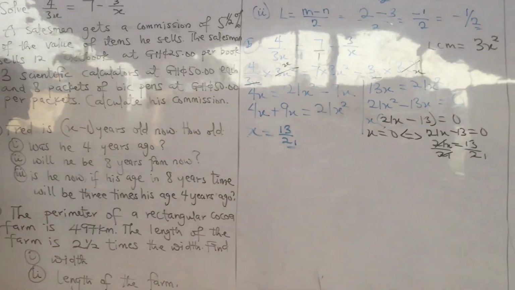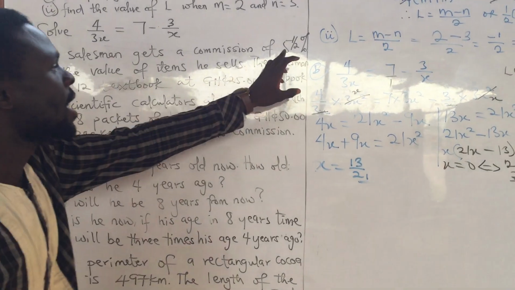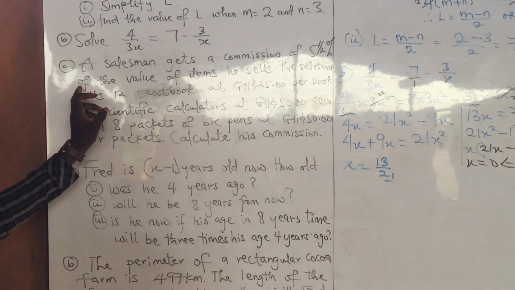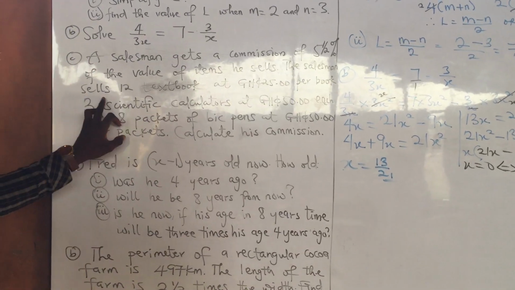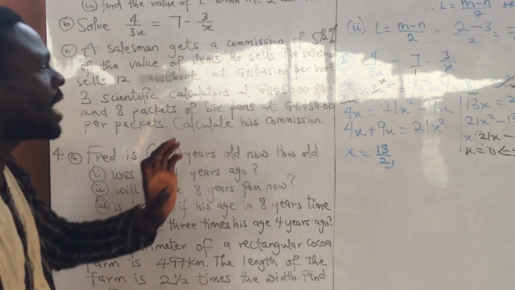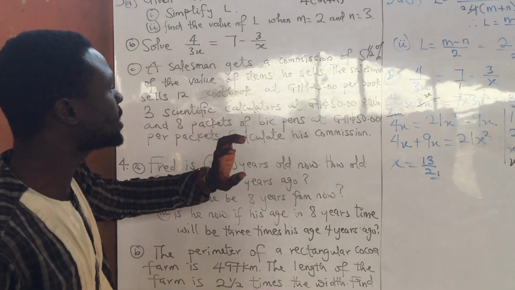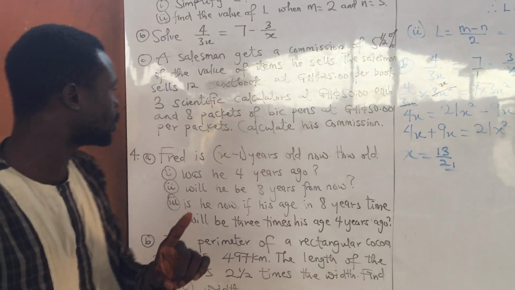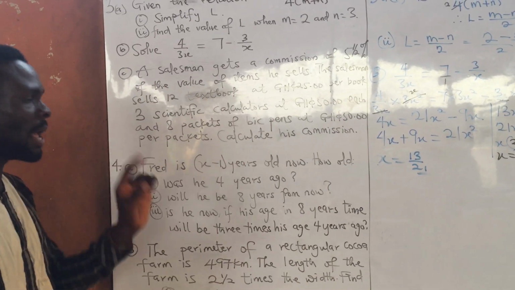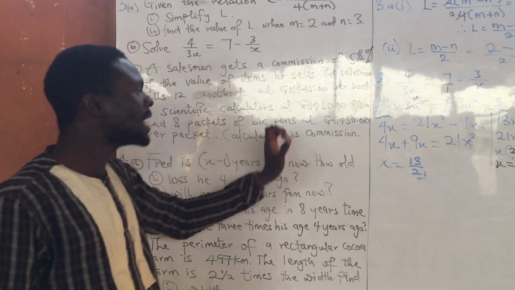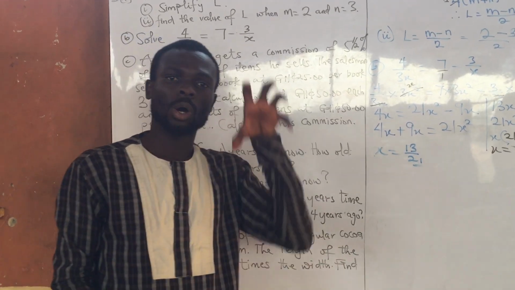Then when you come to the C, it says a salesman gets a commission of 5.5% of the value of items he sells. The salesman sells 12 textbooks at 25 cedis per book, 13 scientific calculators at 50 cedis each, and 8 packets of big pens at 50 cedis per packet. Calculate his commission, or calculate the salesman commission.